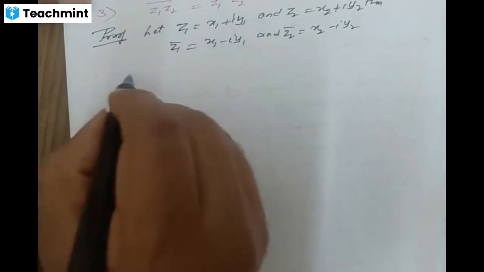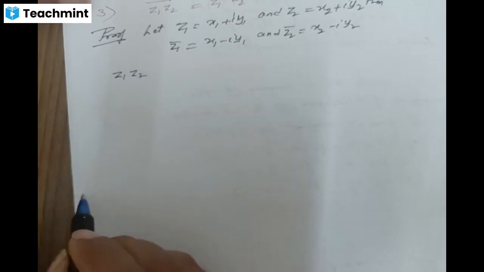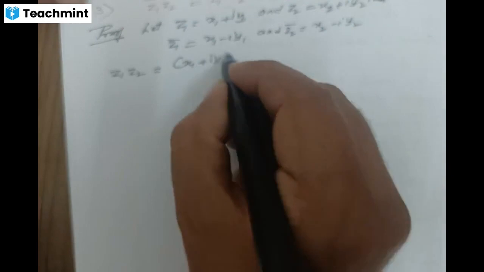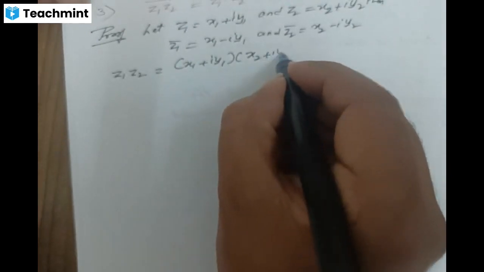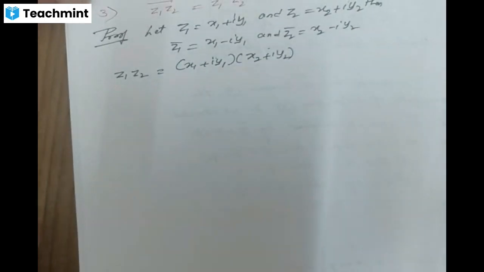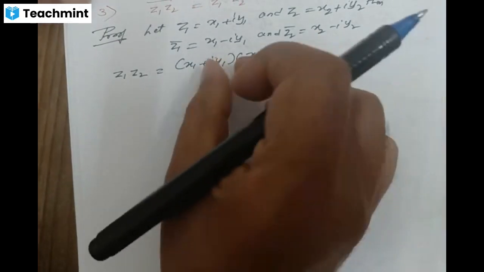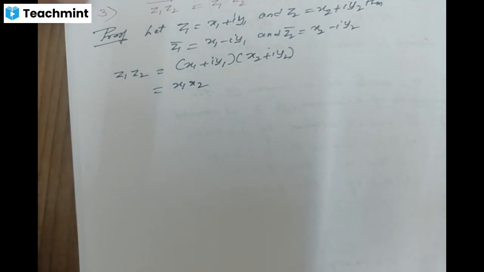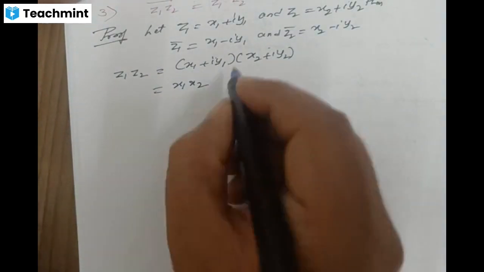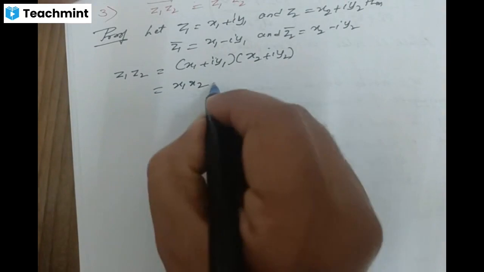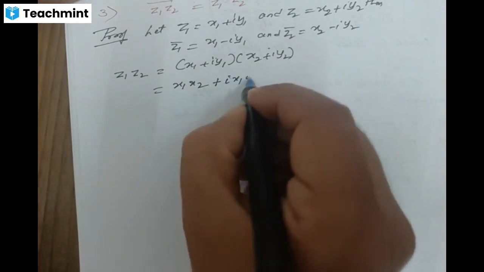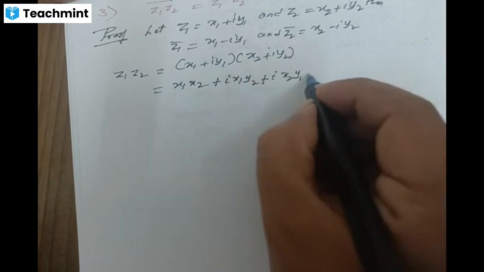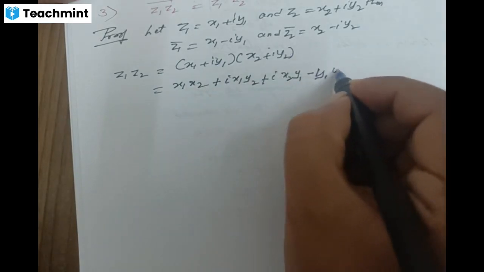Okay, so next, what about z1 z2? Z1 z2 means x1 plus i into y1 into x2 plus i into y2. Multiply x1 with this term, and iy1 with this term. First we can write x1 x2, plus i into x1 y2, plus i into x2 y1, and i into i, that is i square, means minus 1, y1 y2.